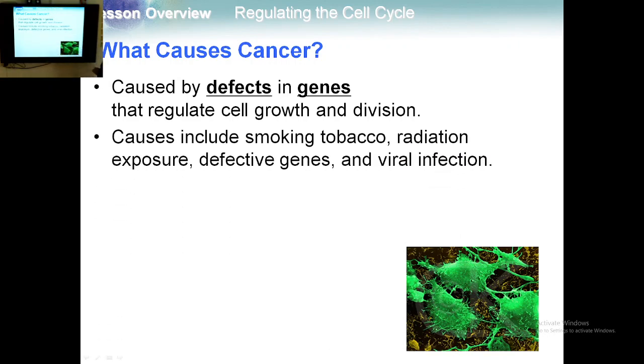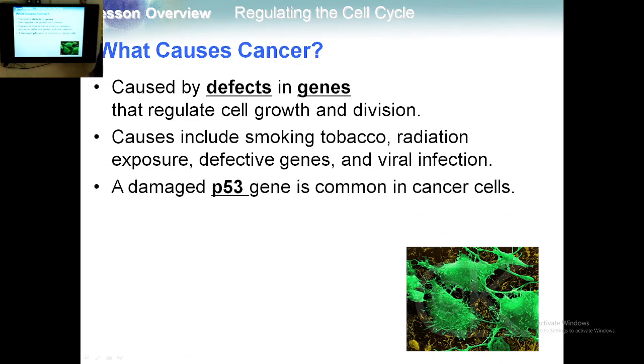These causes include smoking. One of the causes of cancerous cells, or of the defect in the gene, is smoking. So please, guys, try to avoid smoking tobacco. Radiation exposure: people affected by radiation for a long time will be affected with this problem. Defective genes, sometimes it's just that the gene is defective, and viral infection. Some viral infections, by the way, could cause cancer, okay?